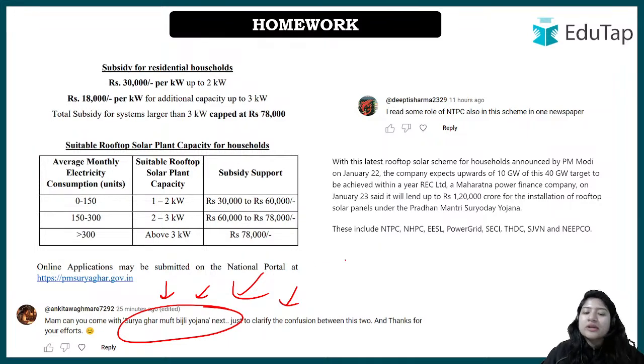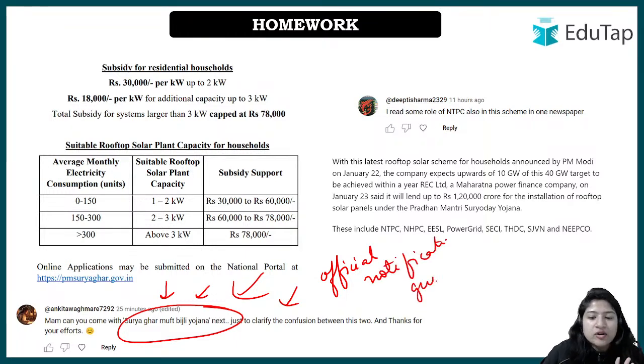This we will have more clarity on when the official notification is out. Currently the official notification is out, but guidelines are not there. When the proper detailed guidelines come, that moment will bring more clarity.